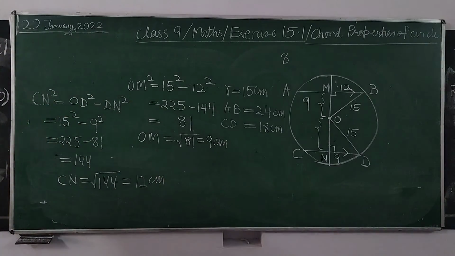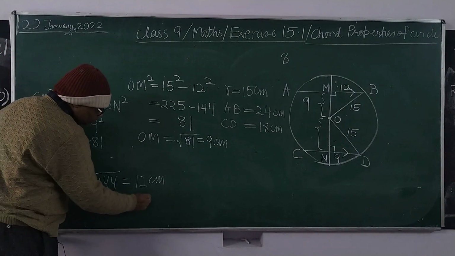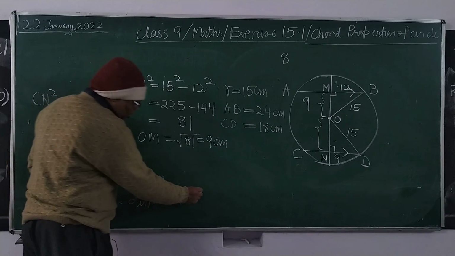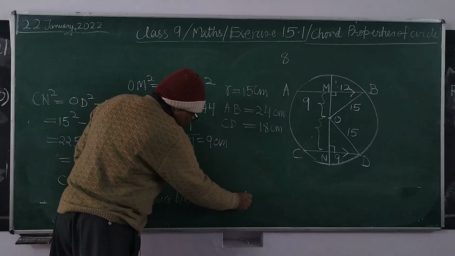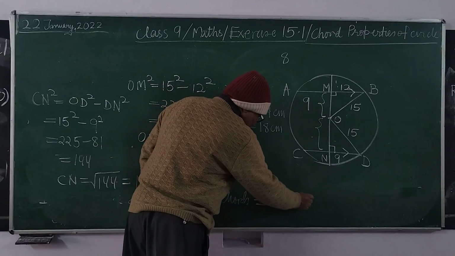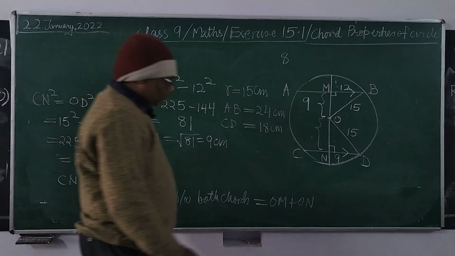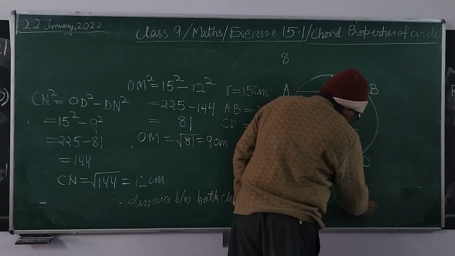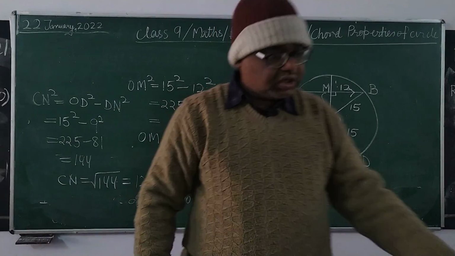Therefore the distance between both the chords will be equal to OM plus ON, means 9 plus 12, 21 centimeter. It will be equal to 21 centimeter.